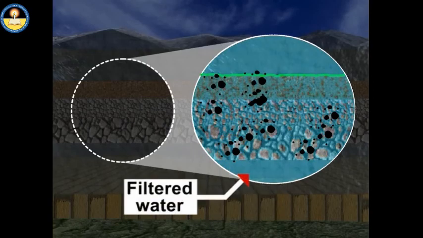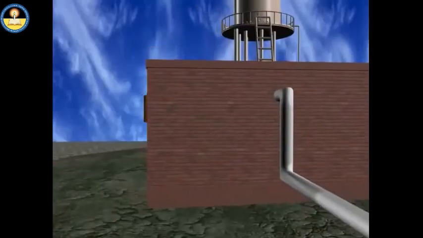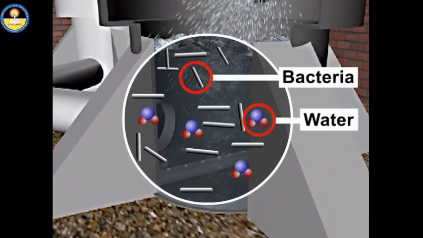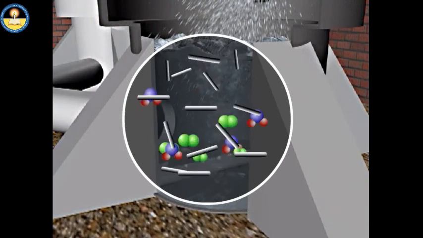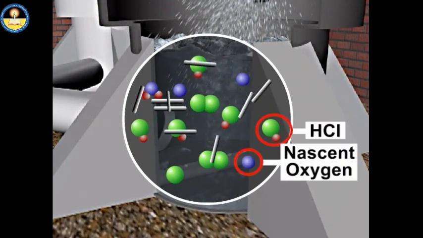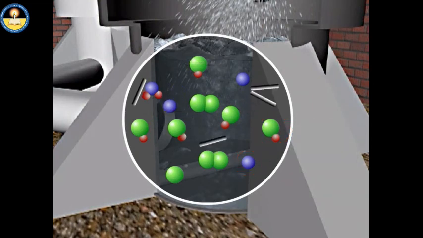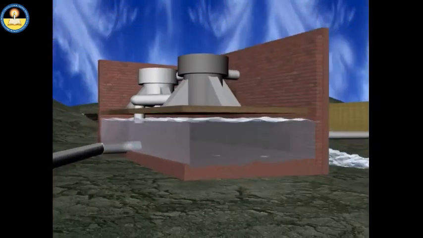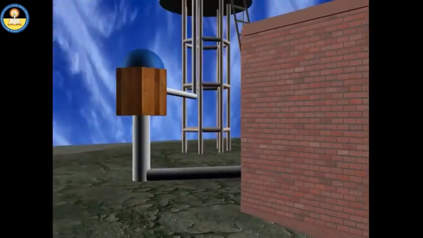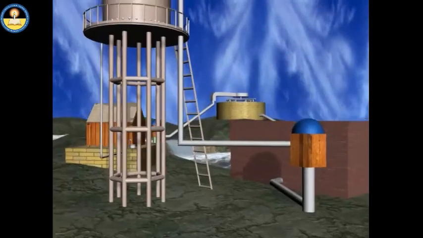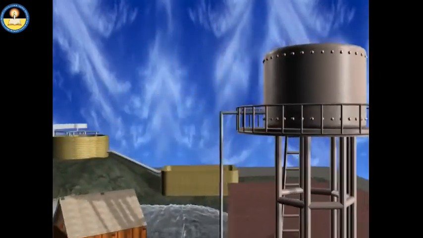The filtered water is then treated with chlorine in a chlorination chamber. Chlorine reacts with water to form hydrochloric acid and nascent oxygen, both of which kill the bacteria. Water is then supplied to water towers to a pump house. From there, it is sent to houses for domestic use.